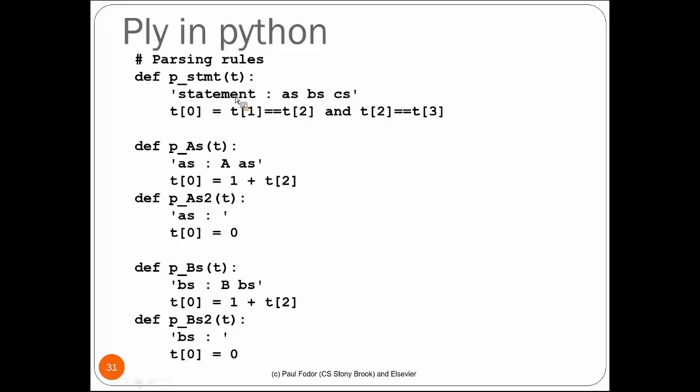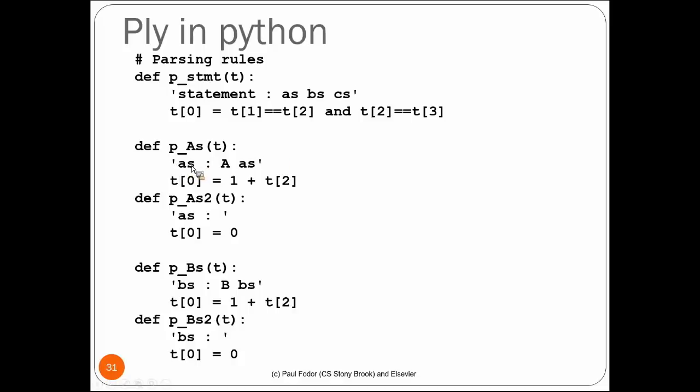The first rule defines a statement, or G, as being A's followed by B's followed by C's. And the attribute that is computed for the statement is the result of a conjunction: that the number of A's is the same as the number of B's, where T of 1 signifies the first element in the right-hand side of the rule, is equal to T of 2, which signifies the second element in the right-hand side of the production rule. And the number of B's is the same as the number of C's in a similar way.